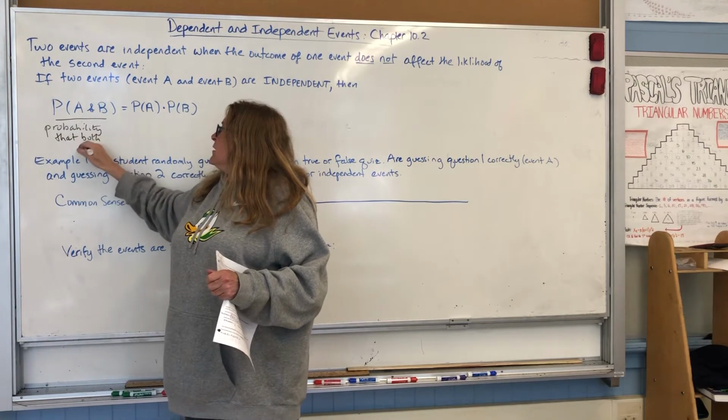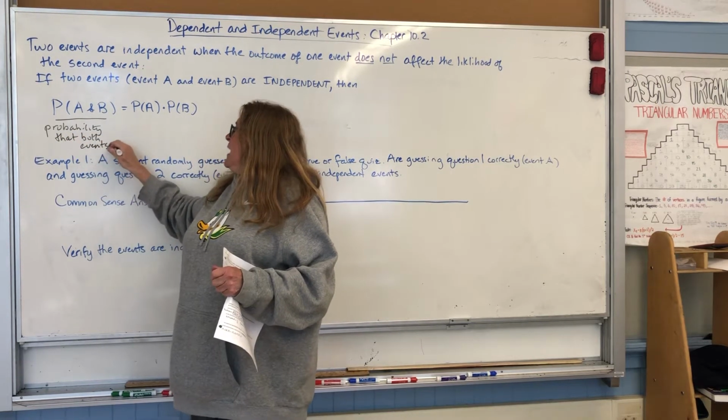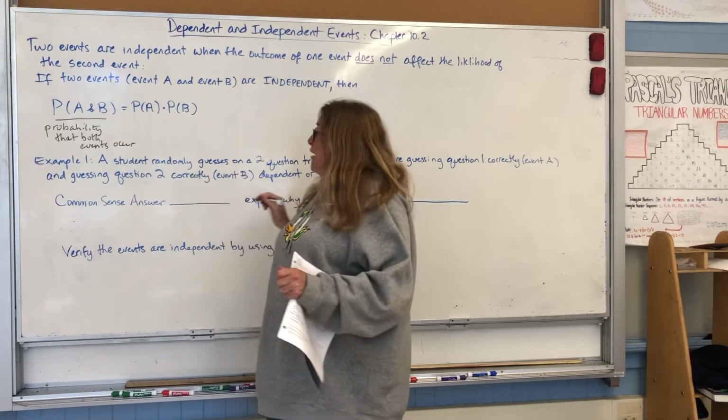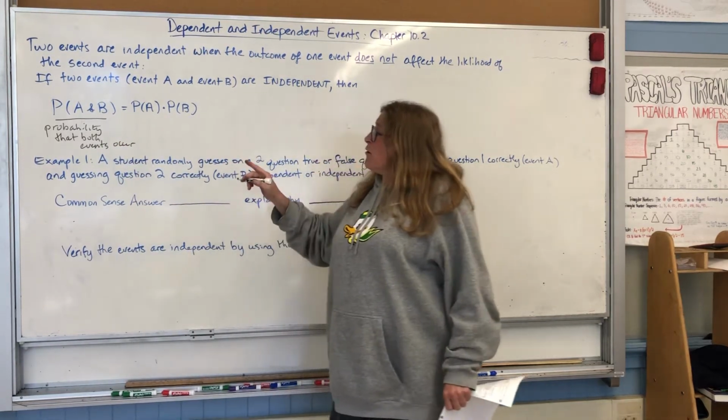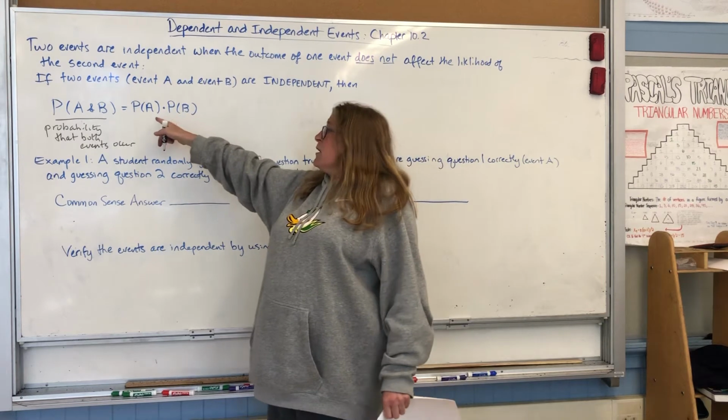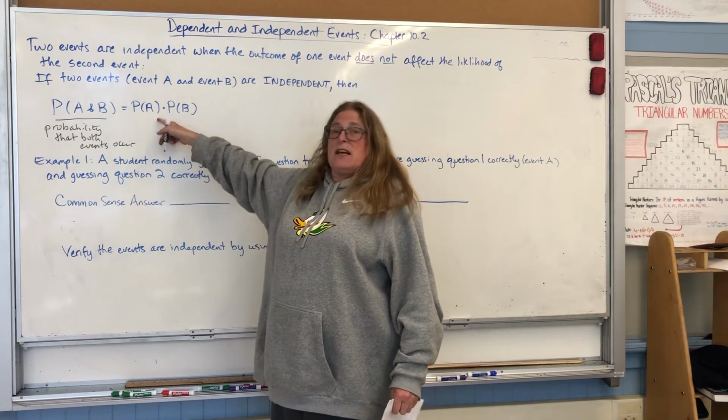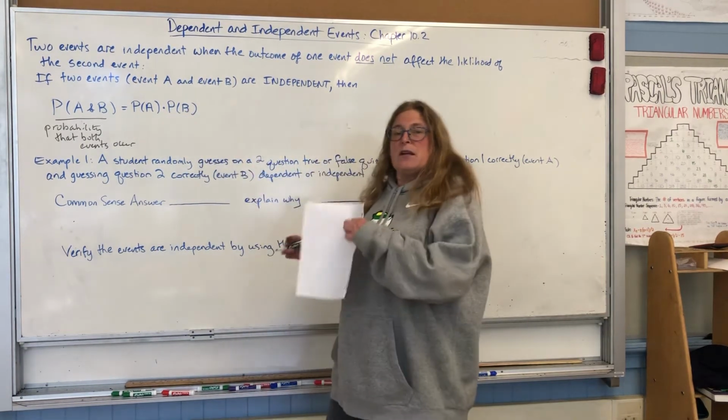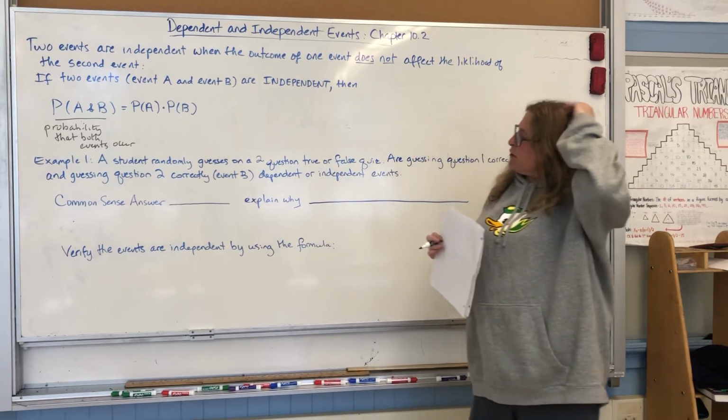Okay, so if they're independent, it's super simple. All I need to do is to find the probability that both events occur. I just need to multiply the probability of the first event times the probability of the second event. So let's see how this works in real life.